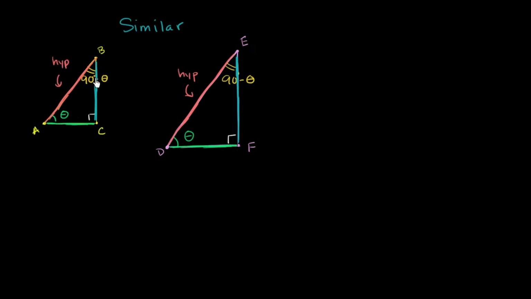So, for example, the ratio between BC and the hypotenuse, BA, so let me write that down. BC over BA is going to be equal to EF over ED. The length of segment EF over the length of segment ED. Or we could also write that the length of segment AC over this triangle's hypotenuse, over AB, is equal to DF over DE. Once again, this green side over the orange side. These are similar triangles. They're corresponding to each other. So this is equal to DF over DE.